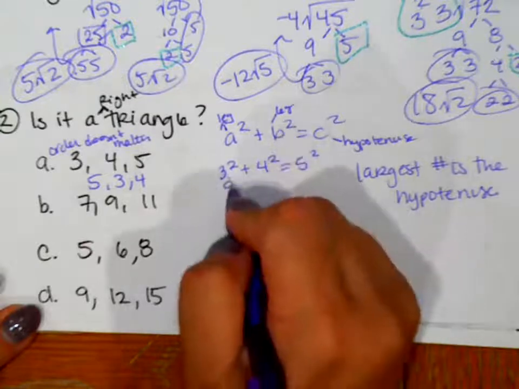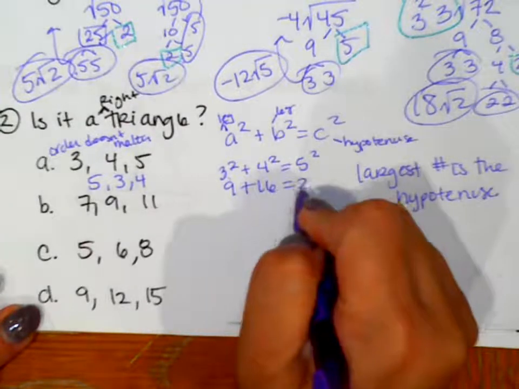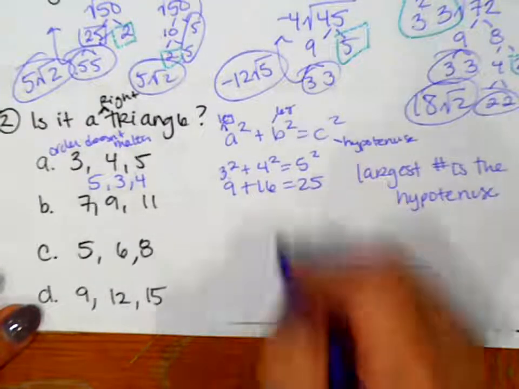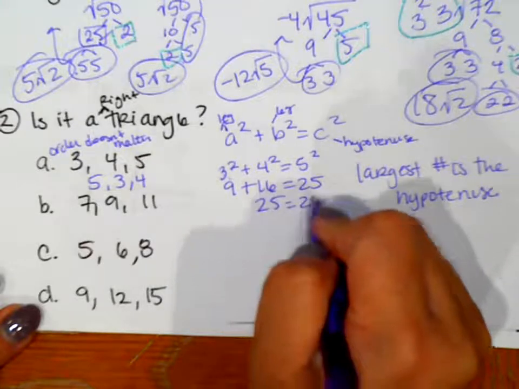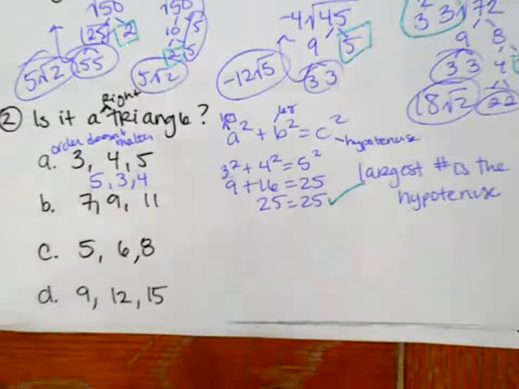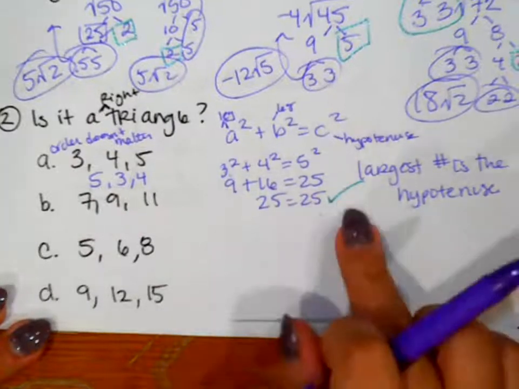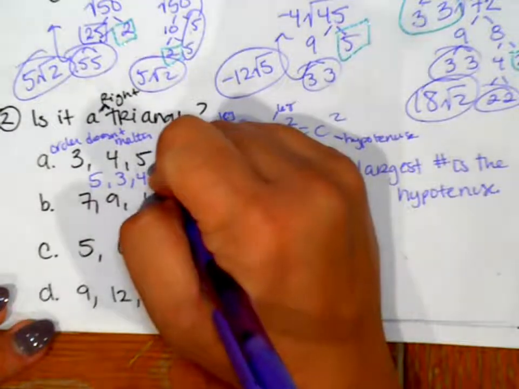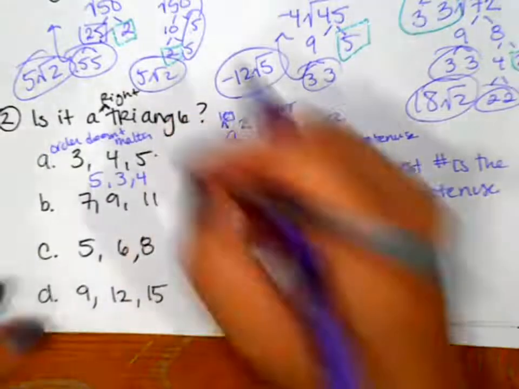So let's go. That's 9 plus 16 equals 25. 25 equals 25. Yes, it does. That's a check. 25 equals 25. The left side equals the right side. This guy right here is a right triangle. So right triangle.